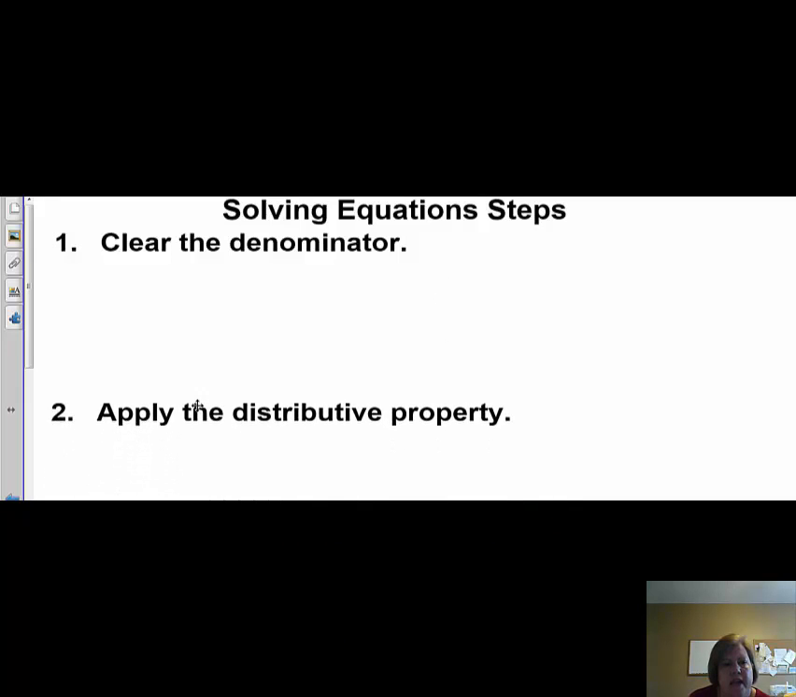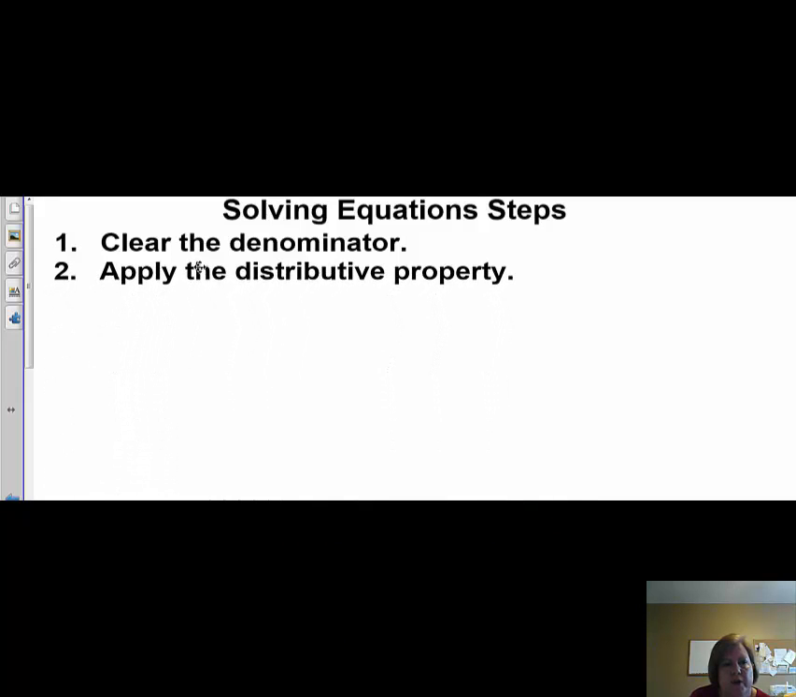Once you've done that, then I want you to apply the distributive property. So you're looking to see if you have any parentheses with a term in front of the parentheses, and if that's the case, then you distribute that term and you'll have applied the distributive property. Then you combine like terms, one side of the equation at a time. So we'll look at the left side and combine like terms, and then we'll look at the right side and combine like terms.